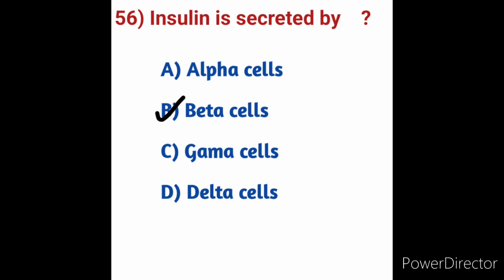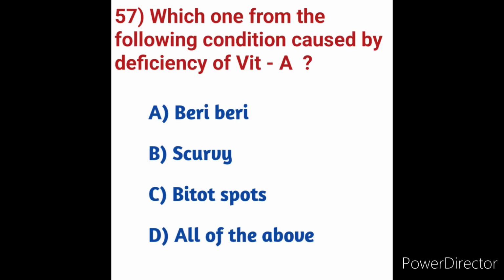Next we will move on to question number 57. Which of the following conditions is caused by deficiency of vitamin A? We will see the options. Option A, beriberi. Option B, scurvy. Option C, Bitot spots. Option D, all of the above.